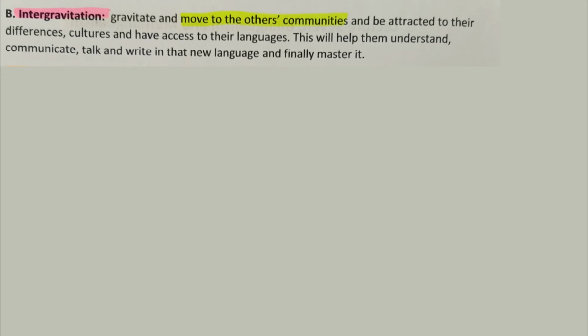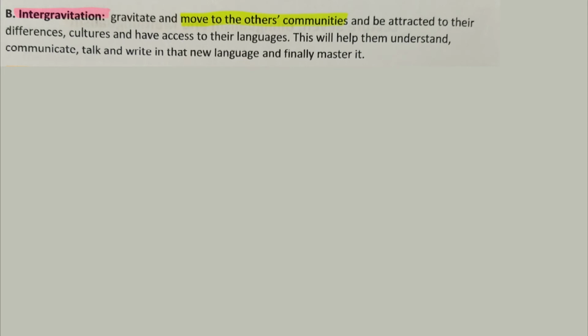You will get to know their cultures, and you will have access to their language as well. This will help you understand, communicate, and also talk and write in that new language. And it will be easier for you to master it. It is better to learn a language when you live with their culture and the people, the natives. It is better to learn a foreign language that way than learning it at home or online.